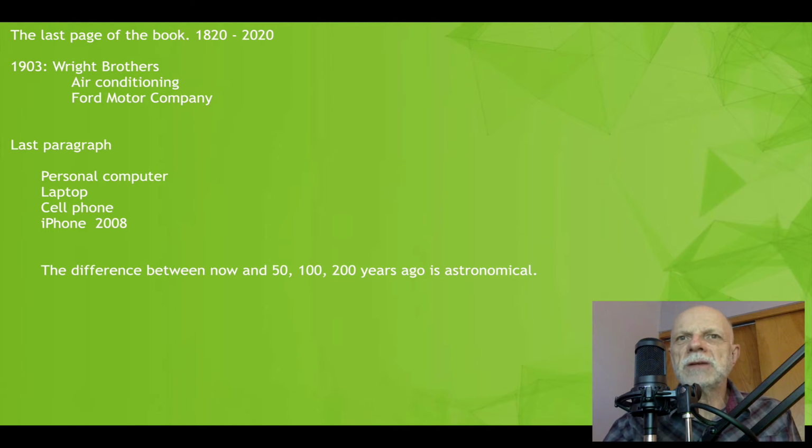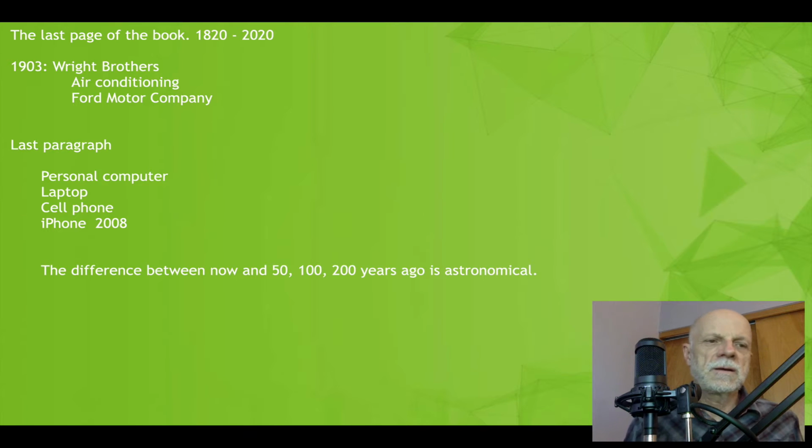Now this last page, finally, when we started the first book, it was kind of boring reading. Now this is sped up incredibly. In 1903, the Wright brothers, air conditioning, Ford Motor Company, all three things happened in 1903. Pretty amazing. The last paragraph of the book: personal computers, laptop, cell phone, iPhone. The iPhone's probably the last sentence in the book. So you can see there's this tremendous growth.